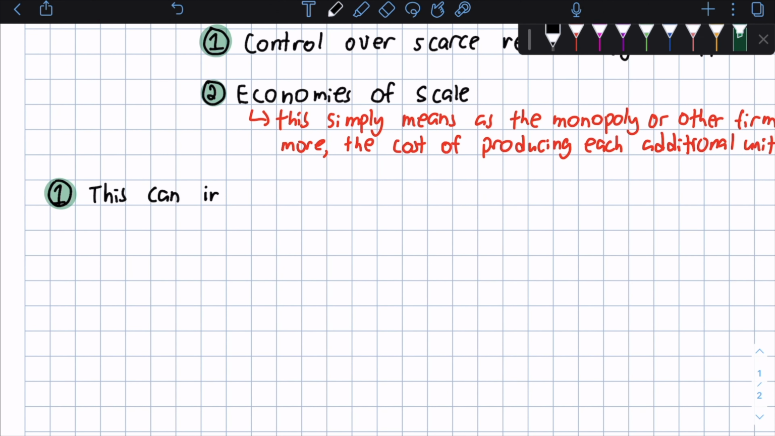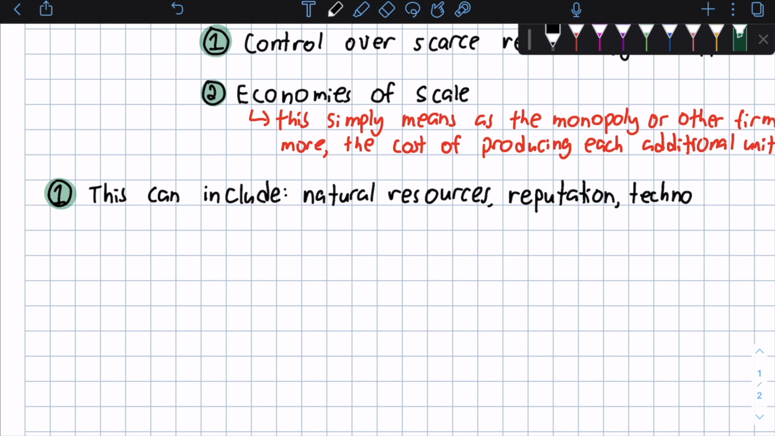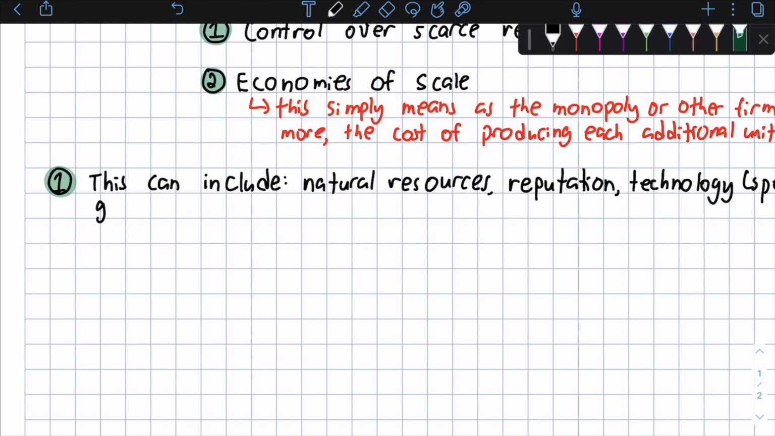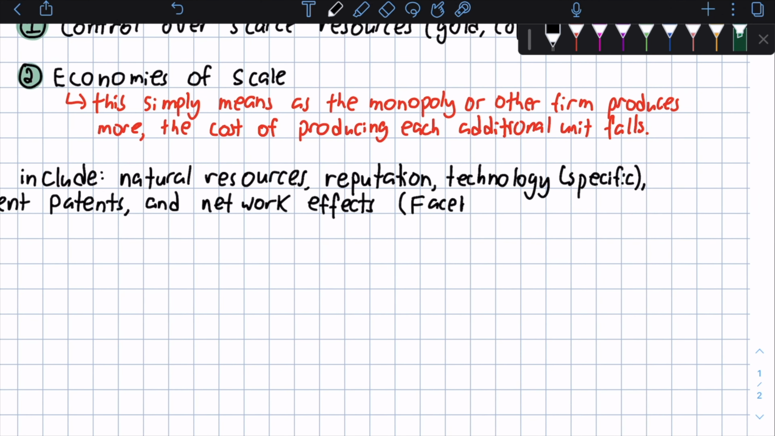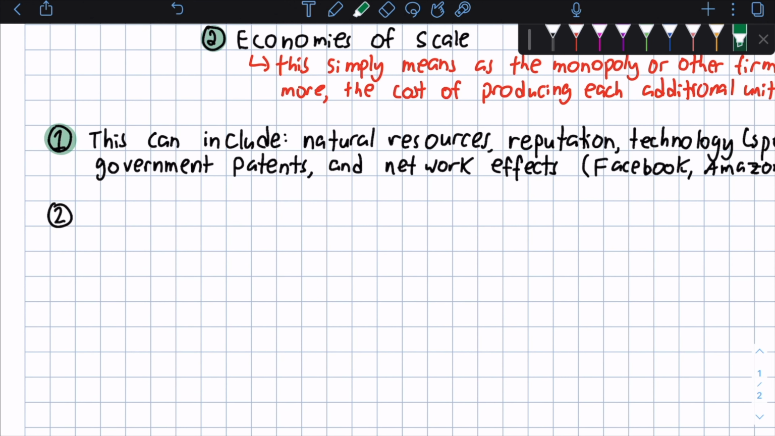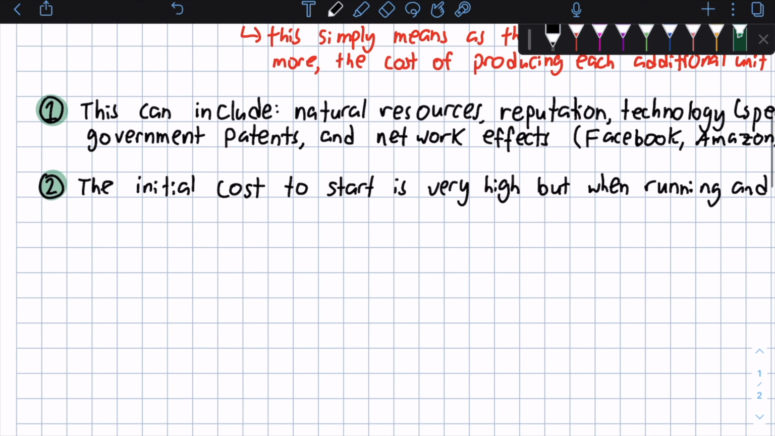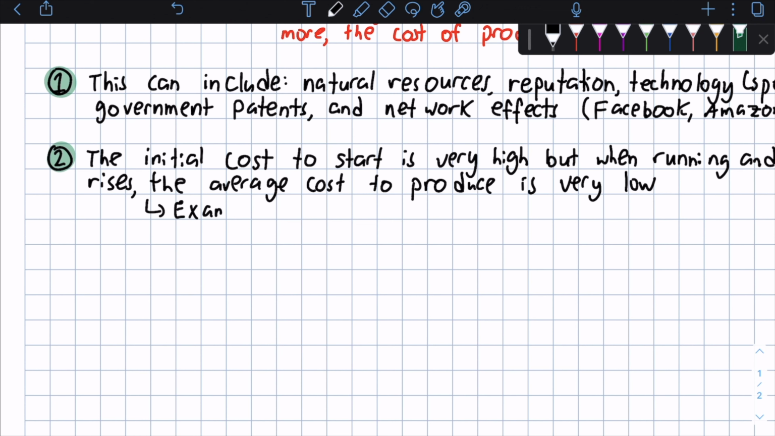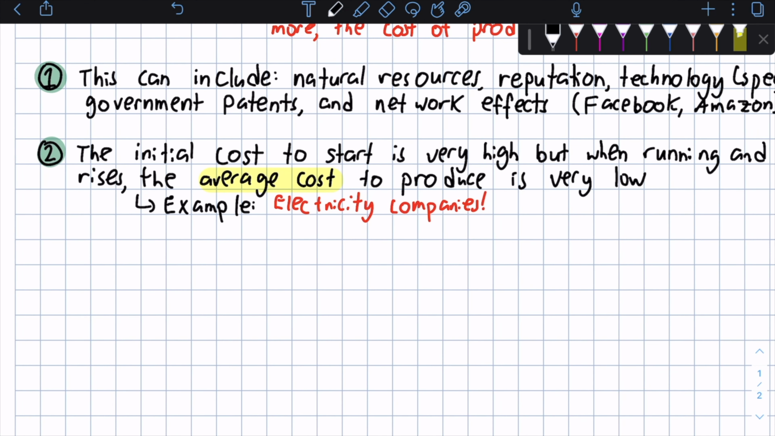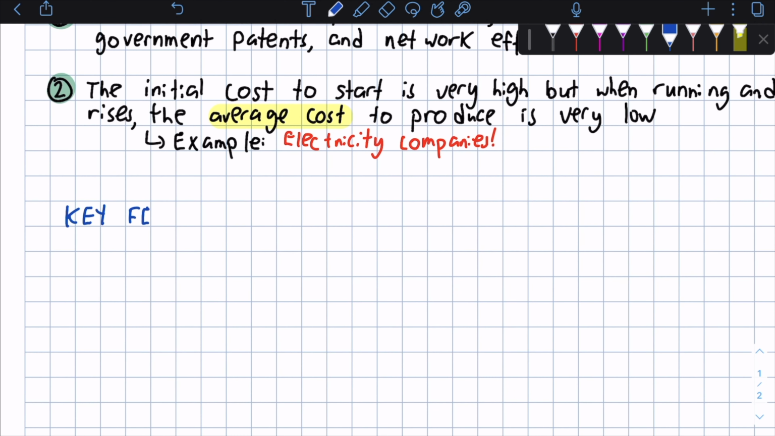So in terms of the scarce resources, this can include natural resources, their reputation, a specific technology or government patent, and network effects. And this can be seen through Facebook, where you have to connect with your friends, and Amazon with their network distribution. The initial cost to start is very high when we're talking about economies of scale, but as they increase production, the average cost to produce is very low, so it falls. And electricity companies experience this. As they produce more electricity, it becomes cheaper and cheaper.